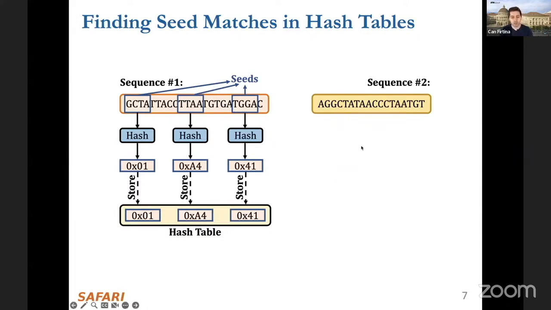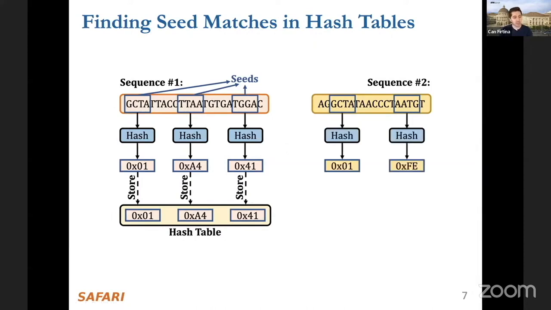Now we're going to focus on sequence 2, and we're going to apply the same seeding technique that we applied in sequence 1 to again extract some subsequences from sequence 2. And then similarly, we're going to use the same hash function that we used here to ensure that we generate the same hash value whenever we see the same subsequence. After generating the hash values, we're going to query the hash table.